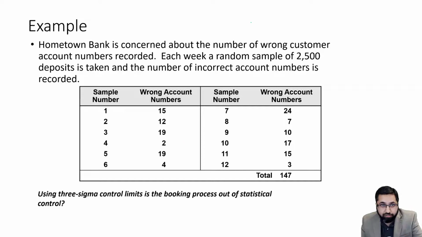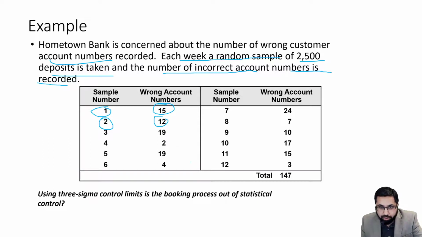Let's do an example. We have a bank, and the bank is concerned about the number of wrong customer account numbers recorded. Maybe somebody fills out a form and sometimes makes a mistake and records the wrong account number, which creates all sorts of hassle for the bank. Each week a random sample of 2,500 deposits is taken, and the number of incorrect account numbers is recorded. In the first sample of 2,500 deposits there were 15 incorrect account numbers, and in the second sample, 12, and so forth.